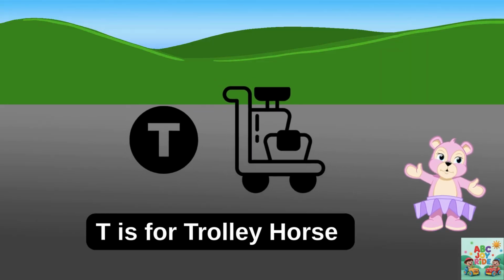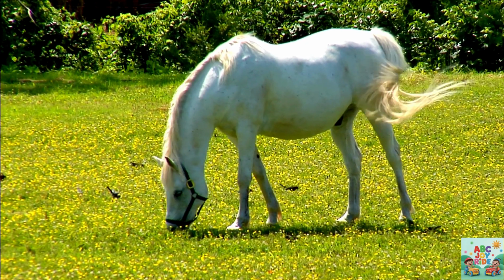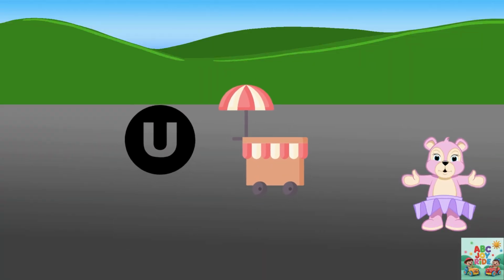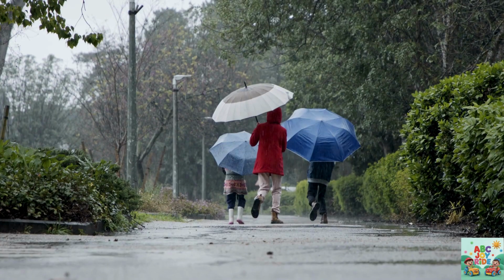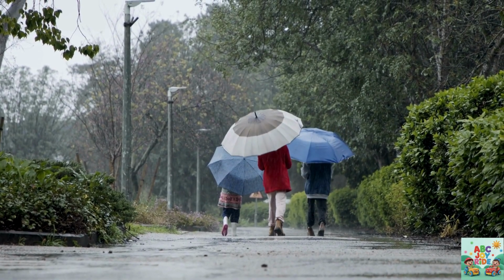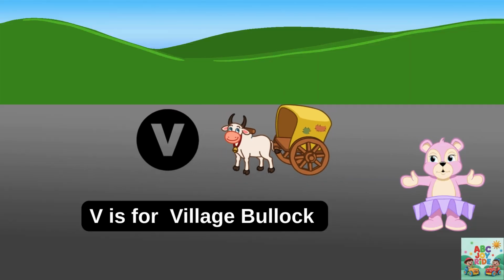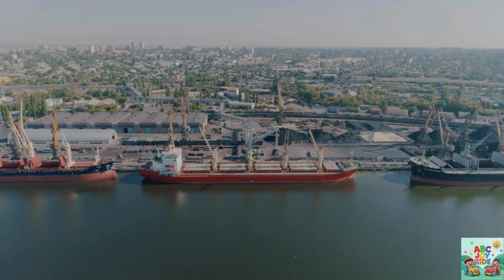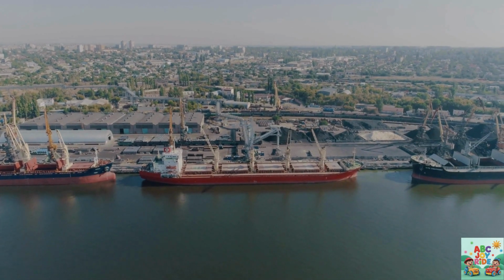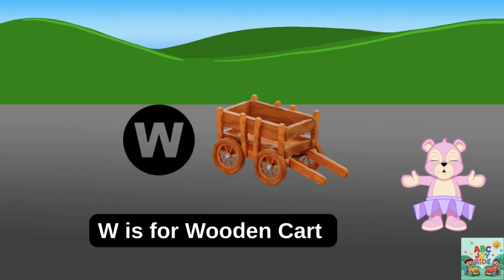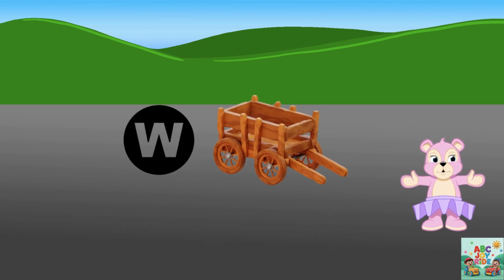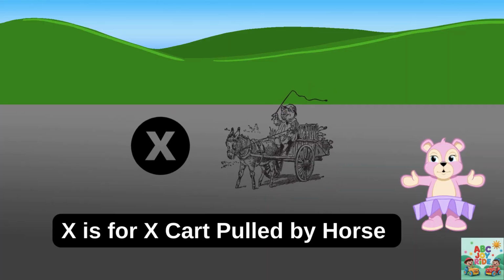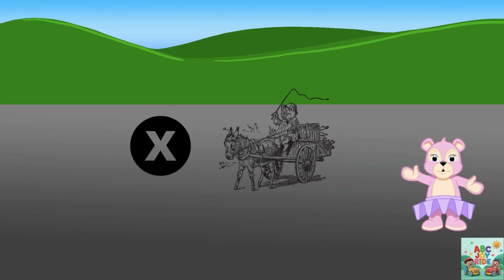T is for trolley horse. U is for umbrella cart. V is for village bullock. W is for wooden cart. X is for X-cart pulled by horse.